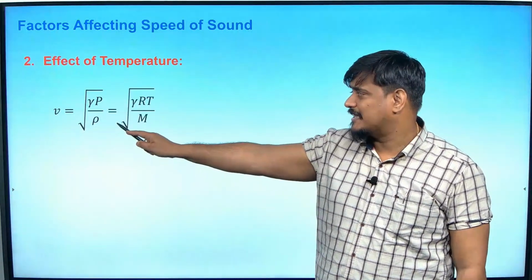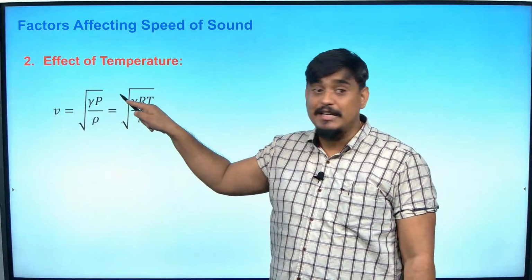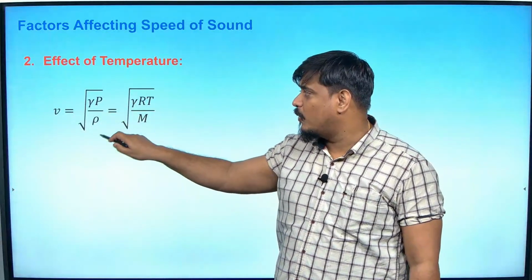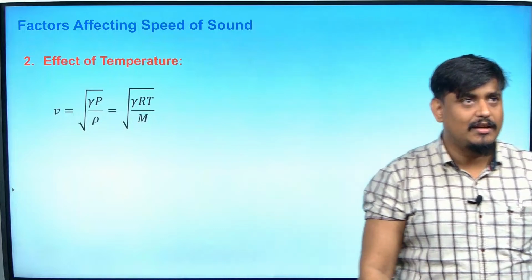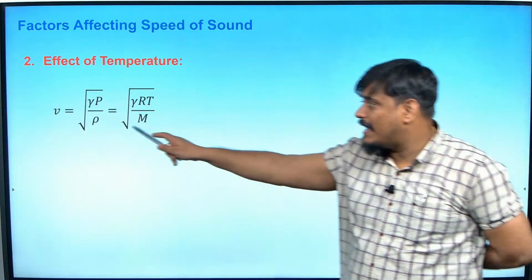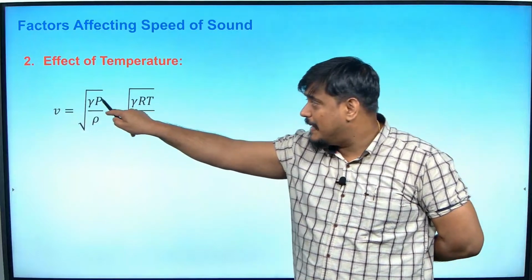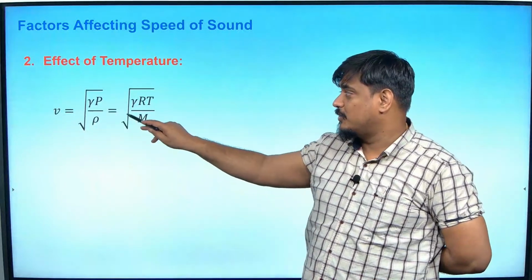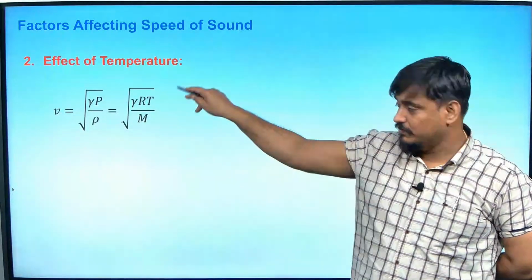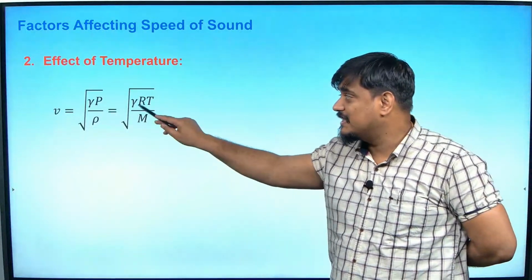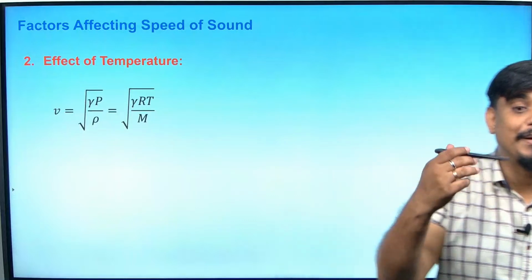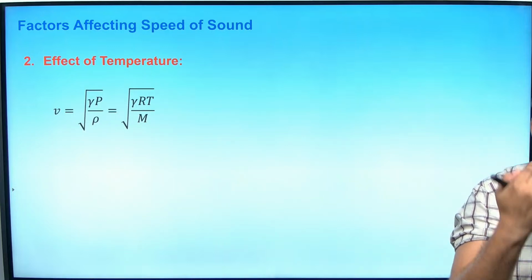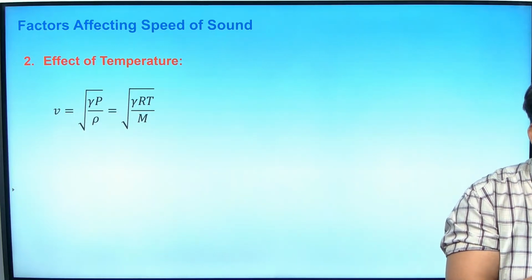What is rho? Mass by volume. And what is P into V? nRT. For 1 mole of gas, RT. So I am writing root of gamma P by rho as root of gamma RT by m. Understood how RT by m came? Rho I am writing as mass by volume. And P into V I am writing as RT. I am taking n as 1 mole of gas. So velocity becomes equal to root of gamma RT by m. You can see very clearly velocity is proportional to root of T. If temperature will increase, velocity will increase. On a hotter day, your velocity of sound is more compared to a colder day.